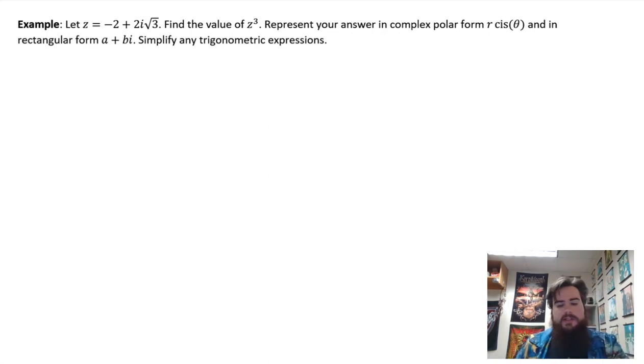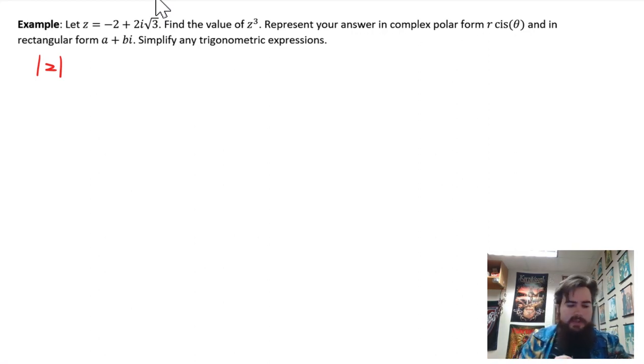So, if we do want to take this to a power, we should probably be using the power rule, which means that we need to convert this number, which is currently in rectangular form, into complex polar form. It is possible to take this complex number to the third power as it is in rectangular form, but it will be a little bit simpler in complex polar. So let's do that.